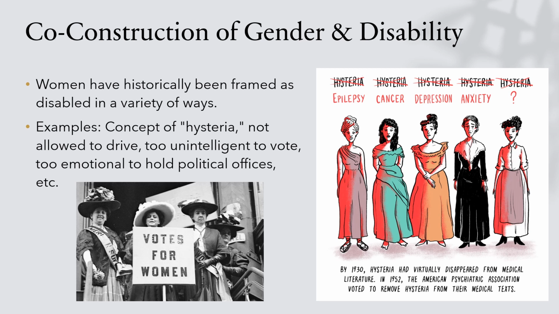Switching gears now to talk a little bit about the co-construction of gender and disability. We have a long history of the social construction of gender and the social construction of disability overlapping, particularly ableism and misogyny overlapping. Throughout history, women and people who are not men, so this can also be gender nonconforming individuals and transgender individuals, but of course in the 1800s, a lot of the time those identities were being overlooked.